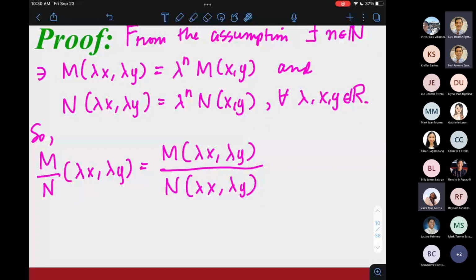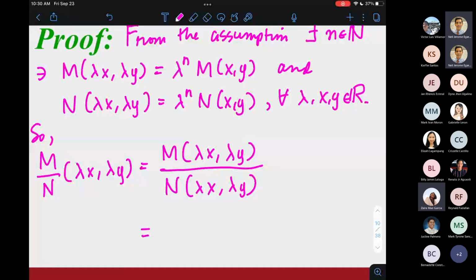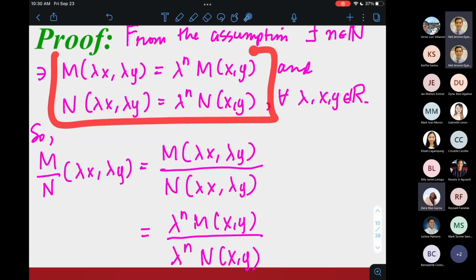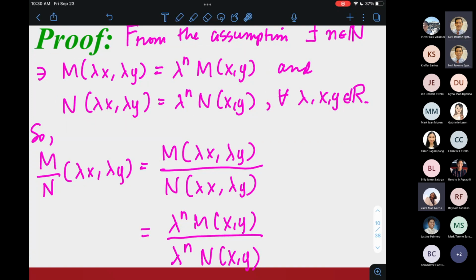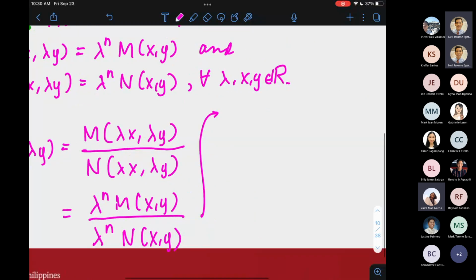But from the homogeneity equations, I can write m of lambda x, lambda y as lambda to the power n times m of x, y over lambda to the power n times n of x, y, using the fact that m and n are both homogeneous. And then now, we can cancel the lambdas, right? So, ibig sabihin, kakancel yan. Matitira lamang m of x, y over n of x, y.